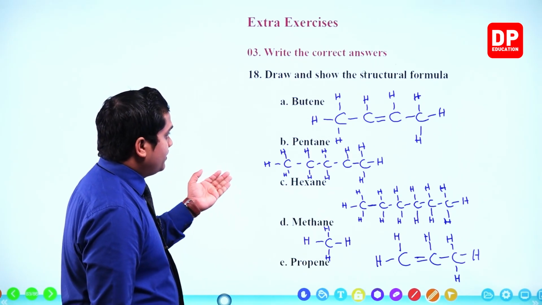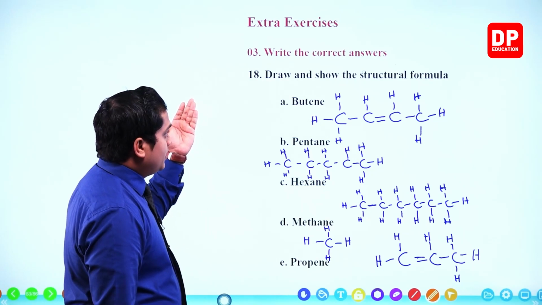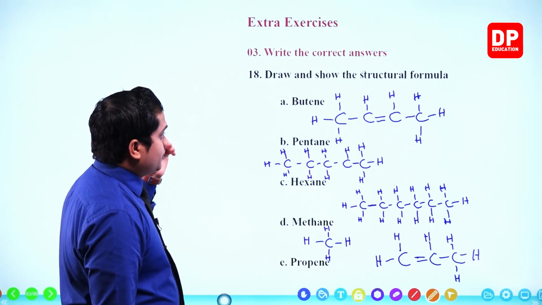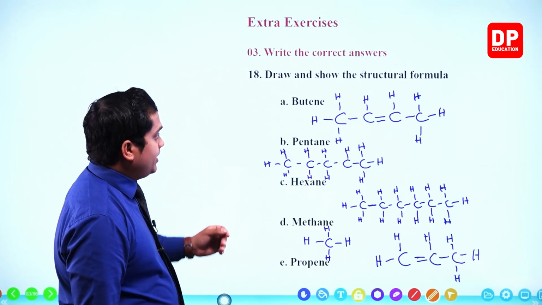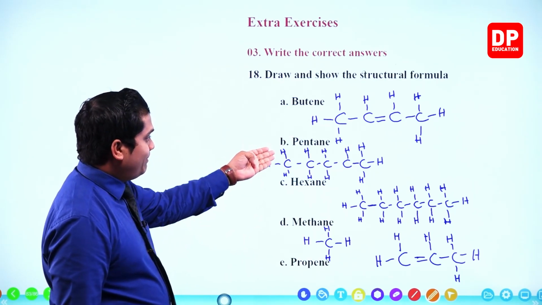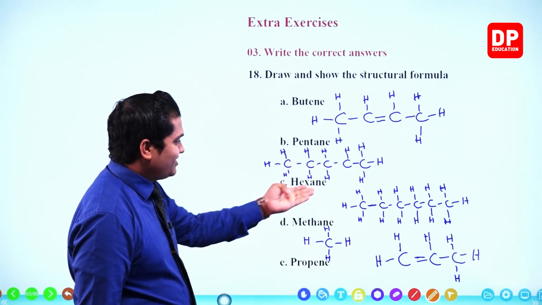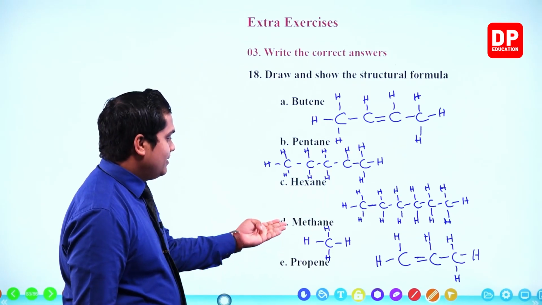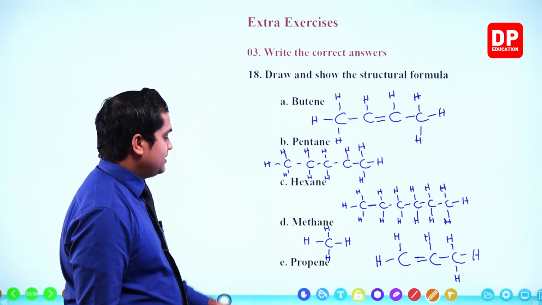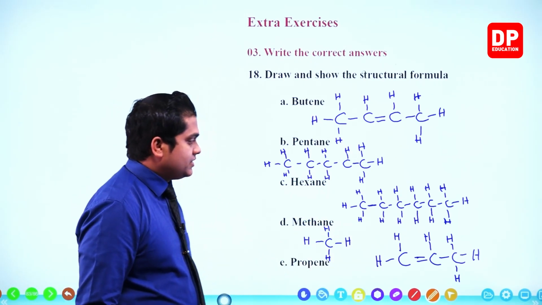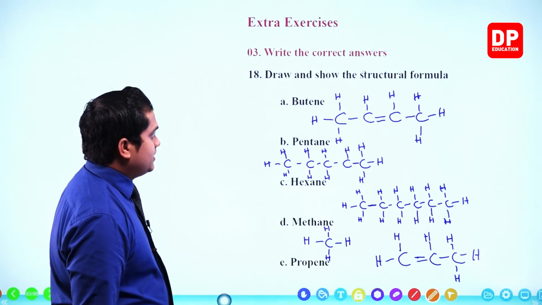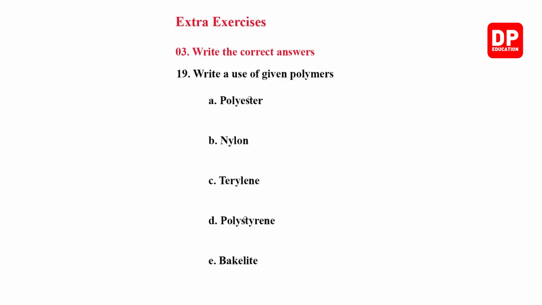formula given within the board. So the chemical substance butene, this is the structure. Pentane, this is the structure. Hexane, this is the one. Methane, very simple, this is the one. Then propene, this is the one. Okay, structural formula.